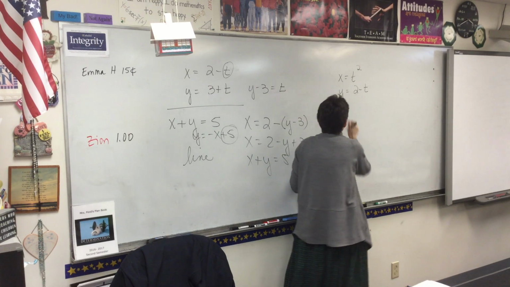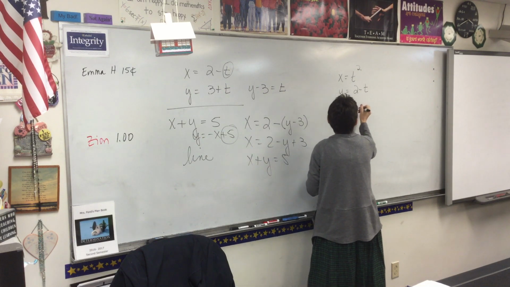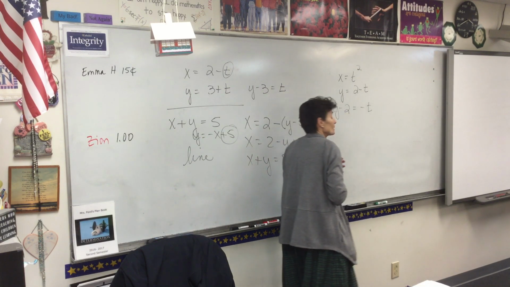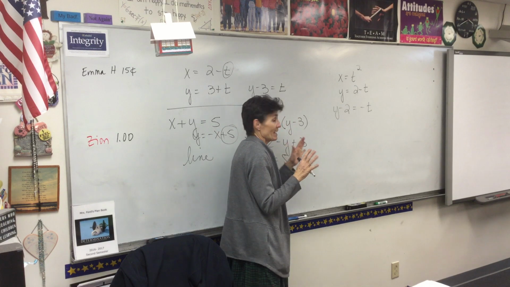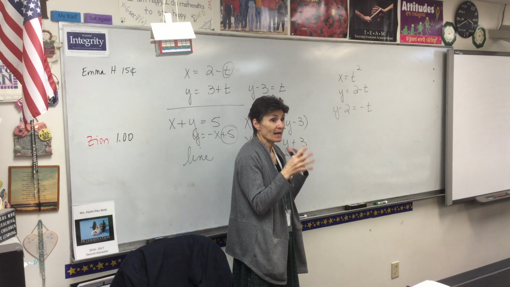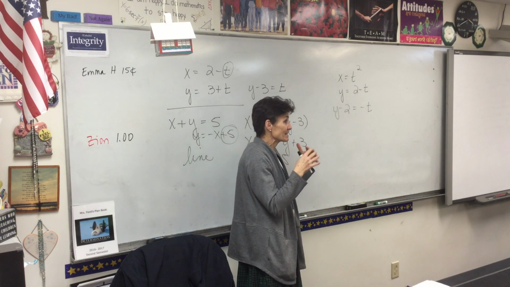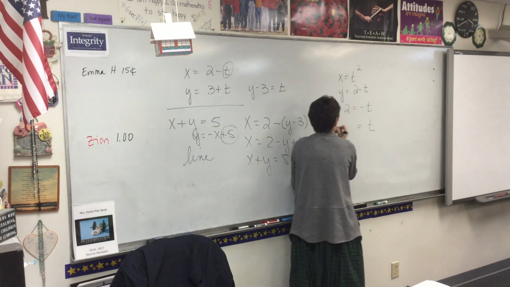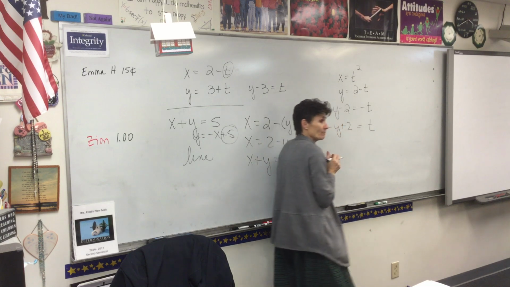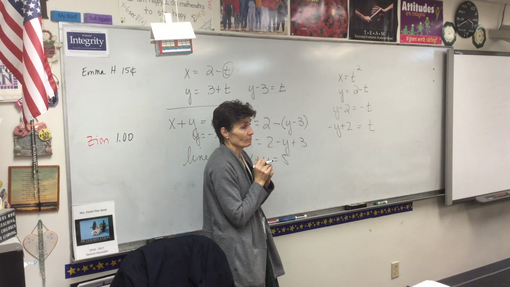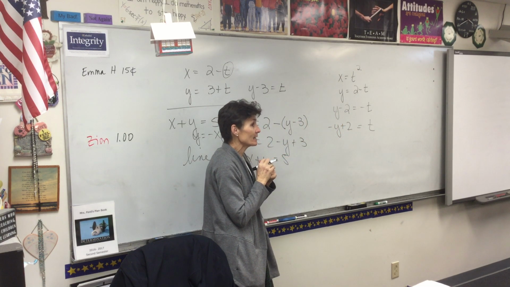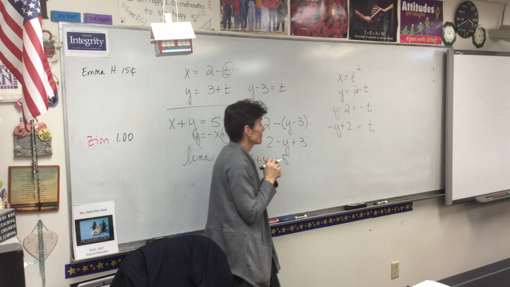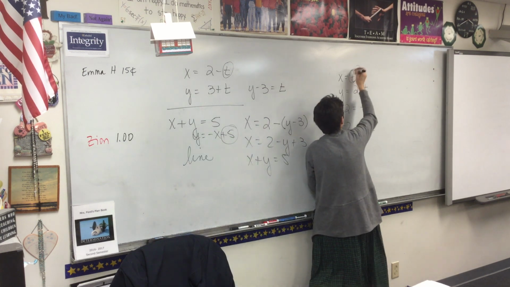Subtract 2 from y. Now, be careful. If I subtract 2 from y, which is fine, but I'm substituting now, that's a negative t, right? So I need to change my signs. So negative y plus 2. Is that okay with everybody? Gotta get t by itself. Now we're gonna plug it in here.